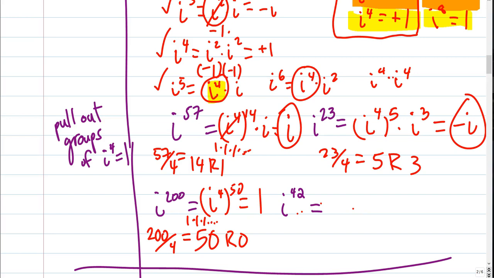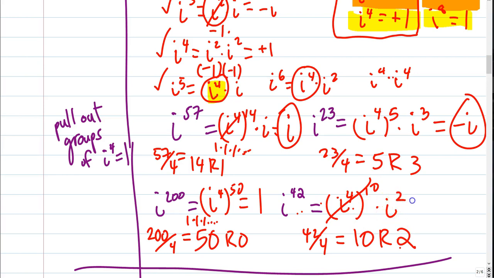i to the 42nd. 42 divided by 4. Do not make that 10 and a half. I want to know it goes in 10 times with 2 remaining. So it's i to the 4th 10 times, which is irrelevant, a bunch of 1s, with what remaining? i squared. And what's i squared worth? Negative 1. This is the hardest thing we're doing with the i's. It's kind of the new, kind of big idea. Past this, it's going to get a little simpler, but I just like to get this out of the way.